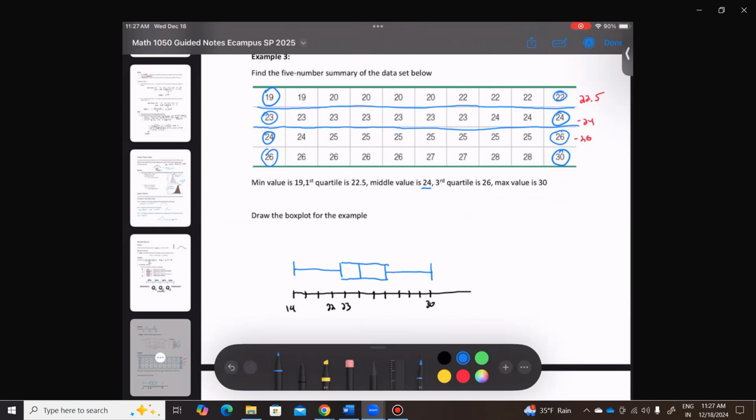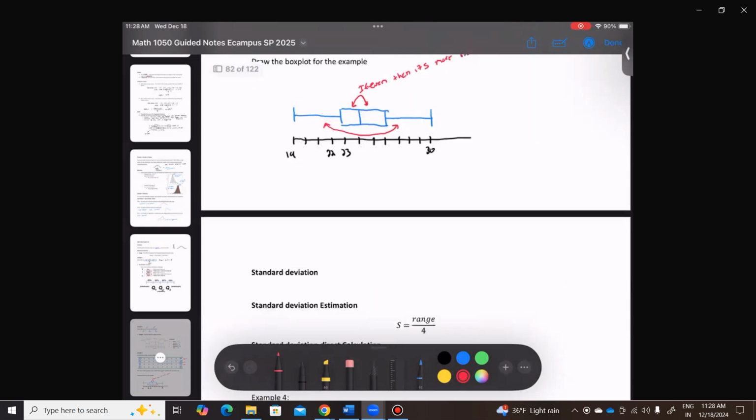When we look at this, one thing we want to see is the more even these two sections are, then it's more normal of a distribution. And the same thing with these two lines. The more even, the more normal of a distribution. Okay, we start to see skewness when that box is shifted left or right, or when that box has one side that's a lot bigger than the other side.